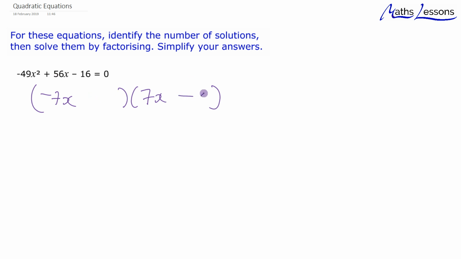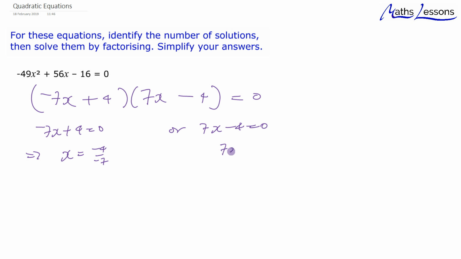So I thought I'll put a minus 4 over here and a plus 4 over here to get my answers, and therefore I've got 4 times 7x is 28x, minus 7x times minus 4 is another 28x, which gives me my 56x. So therefore minus 7x plus 4 equals 0, or 7x minus 4 equals 0. And this implies that x will equal, take 4 to the other side, minus 4 over minus 7, which gives 4/7.